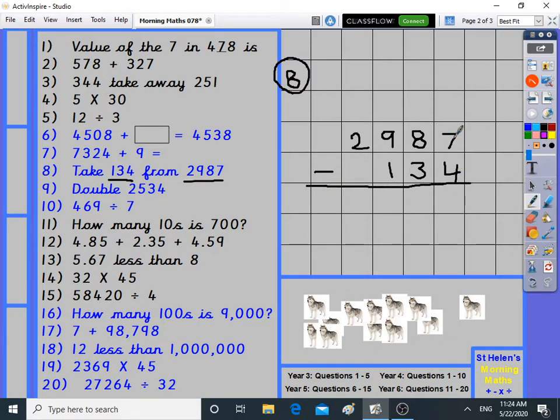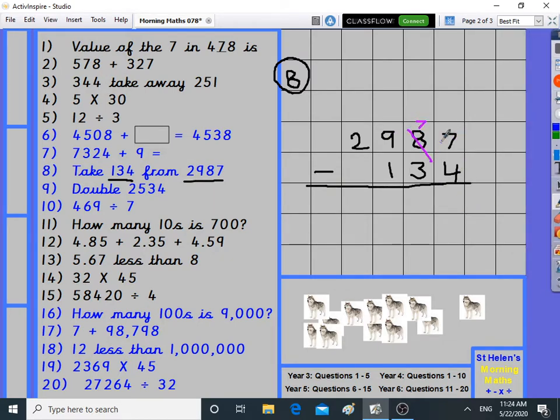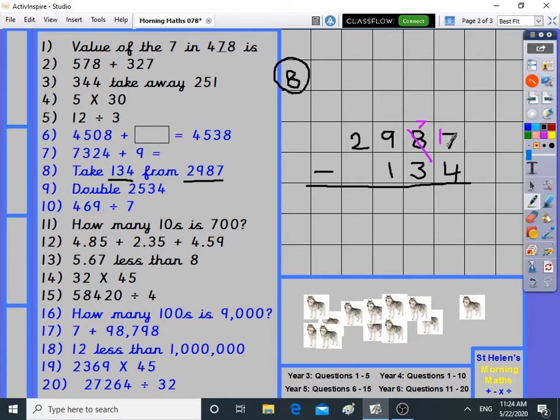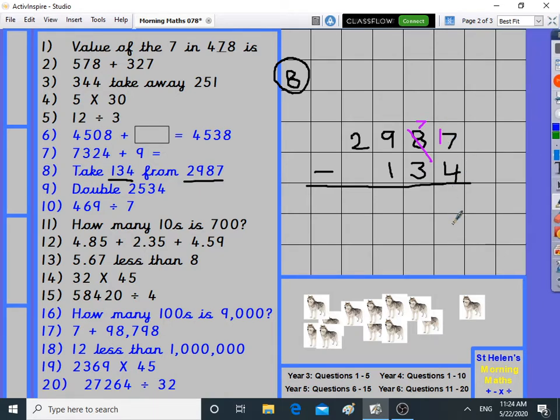7 take away 4 we can't do. We'll take one from here. 17 take away 4. That is 13, isn't it? 7 take away 3 is 4. Plus the 1 is 5. I've got a feeling I've done something wrong here. Let's see what happens as I keep going. What am I doing here? I'm getting the feeling something's gone wrong. I'm going to be checking this in a minute. 9 times 1 is 8. Sometimes I get this feeling.